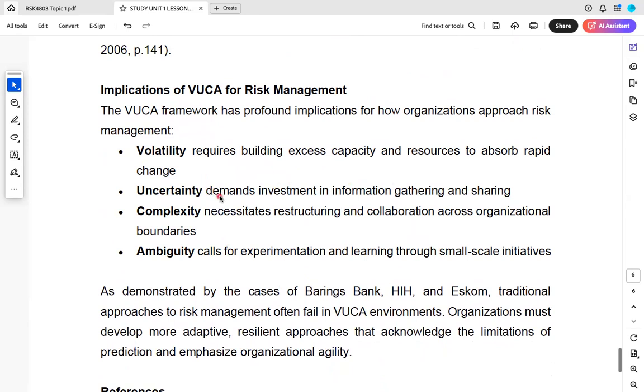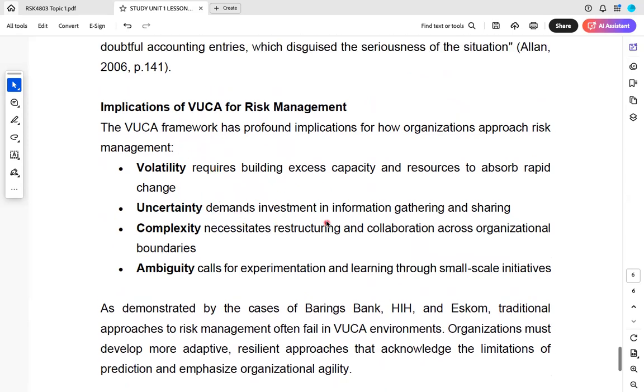Uncertainty. To try to account for uncertainty, you need to spend money on gathering information and sharing that information with decision makers, making sure that if things are happening in a business at a mid to lower level management position, especially if it's something important, it gets communicated to the decision makers as quickly as possible, and they can make informed decisions, right?